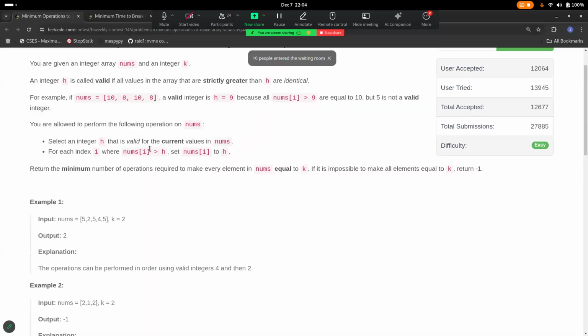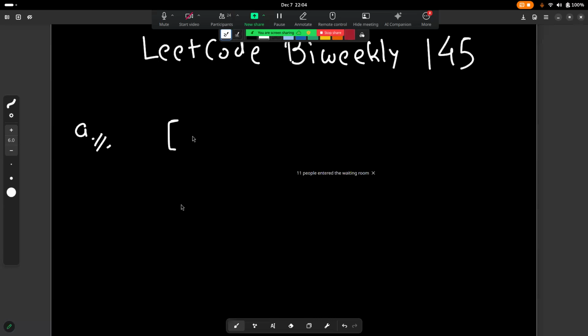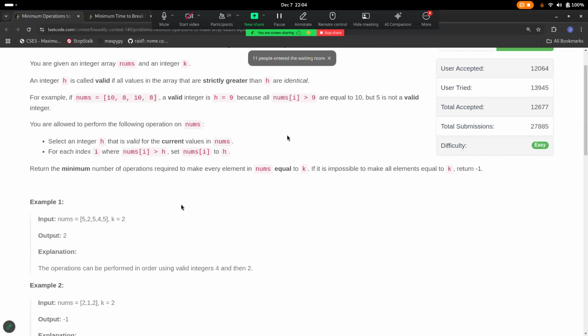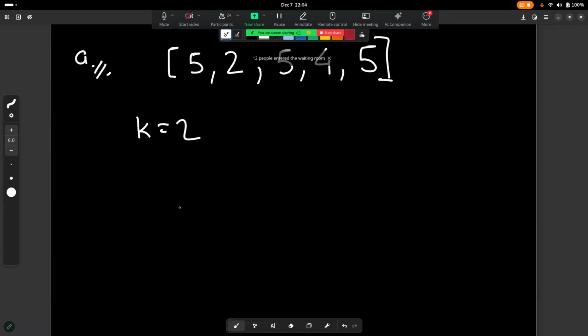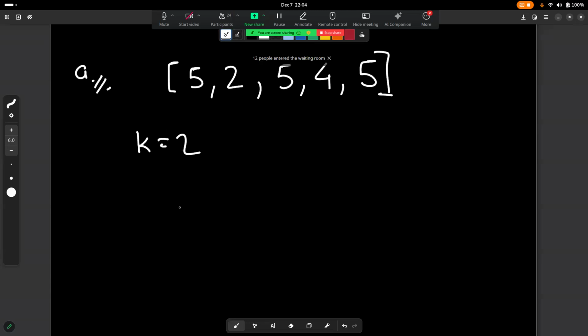Right. So consider the first test case. Our nums array is 5, 2, 5, 4, and 5, and we have k equal to 2. So this is our first test case. Now, the operation says that we could choose any number h such that it is a valid number for nums. So let's just consider choosing h equal to 4.